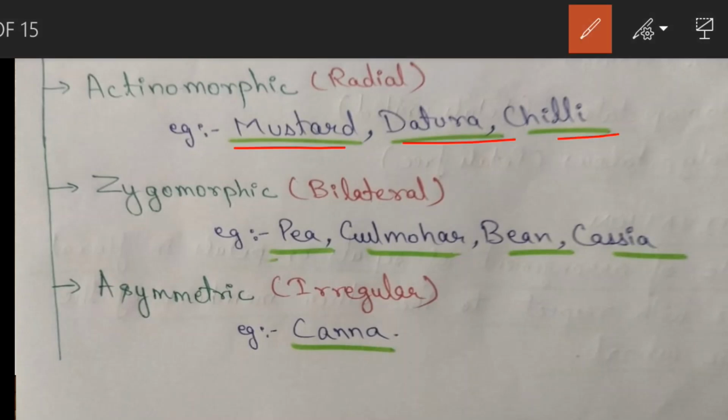Second one is zygomorphic and it is also known as bilateral. When a flower can be divided into two similar halves only in one particular vertical plane, then it is zygomorphic. Examples are pea, gulmohar, bean, cassia. And if a flower cannot be divided into two equal planes, then it is known as asymmetric or irregular, and example is canna. These examples are very, very important. You must remember them.